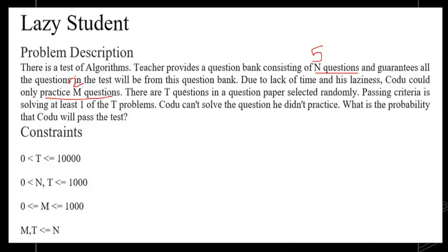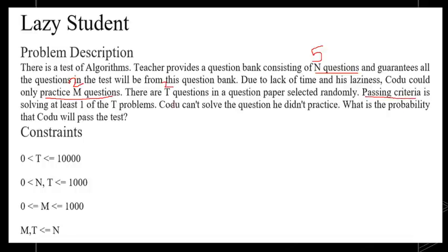So now, look at the next line. There are T questions in a question paper selected randomly. In a question paper, you have some set of questions. You have T questions, okay? So this T is also, let me say, 2. Can you understand? The question bank has 5 questions. He studied 2 questions. In the question paper also, they are asking how many questions? 2 questions, yes?